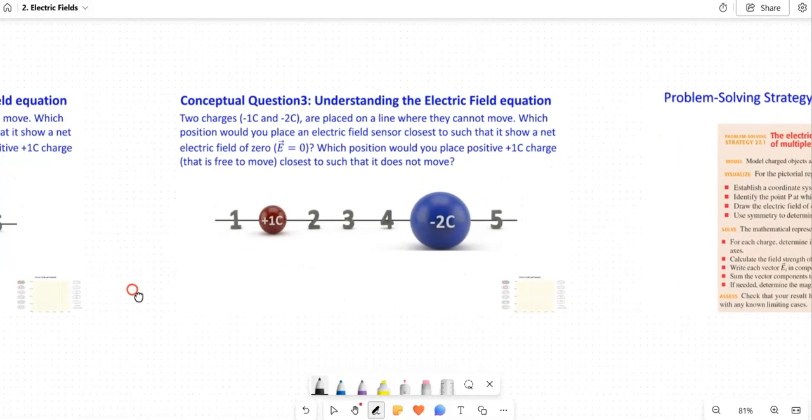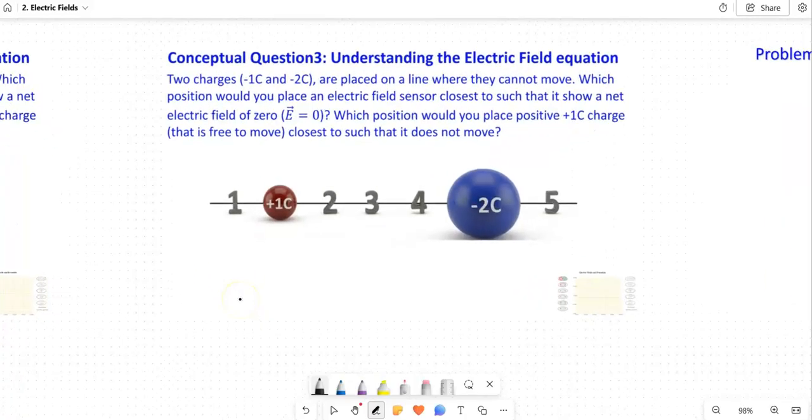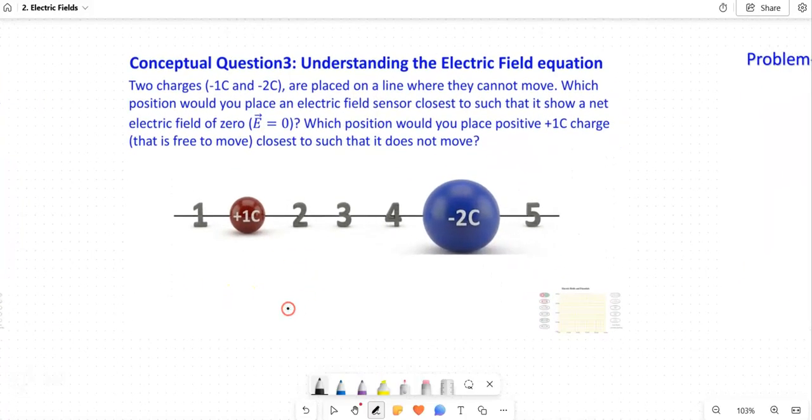All right, last one of these, and then we'll move on to actually doing some of your tutorial problems, or setting you up to do the tutorial problems. All right. So here we have a positive 1 Coulomb charge, and we have a negative 2 Coulomb charge. Where do you think the electric field is going to be equal to 0? Pause the video now. Okay, well, I'm going to start off.